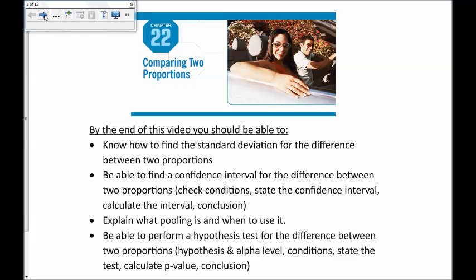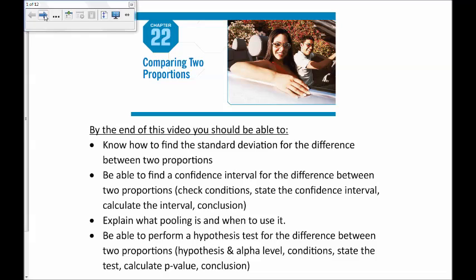This video is about chapter 22, about comparing two proportions. Now, what you'll see from here until the end of the year is that we will start looking at different types of confidence intervals and different types of hypothesis tests. And so here is another confidence interval and a hypothesis test that we can look at when we are comparing two proportions.